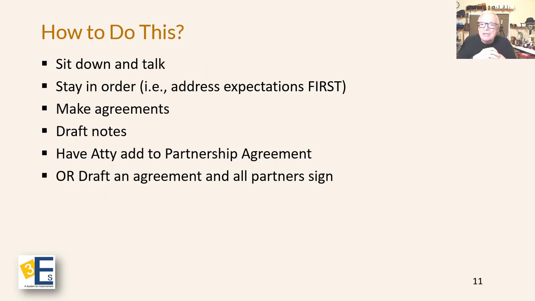Now, how do you do it? How do you go about this? Well, you do the steps I just outlined, then you sit down and talk about it. Stay in this order that I've given you. Deal with the limited partners, address the expectations, get some ideas down on paper and sit down and have your conversation. When you have your conversation, you find agreement on things, draft up your notes, and then have your attorney either make them into a formal partnership agreement or just draft agreements and have the partners sign. That's the outline of the process right there.